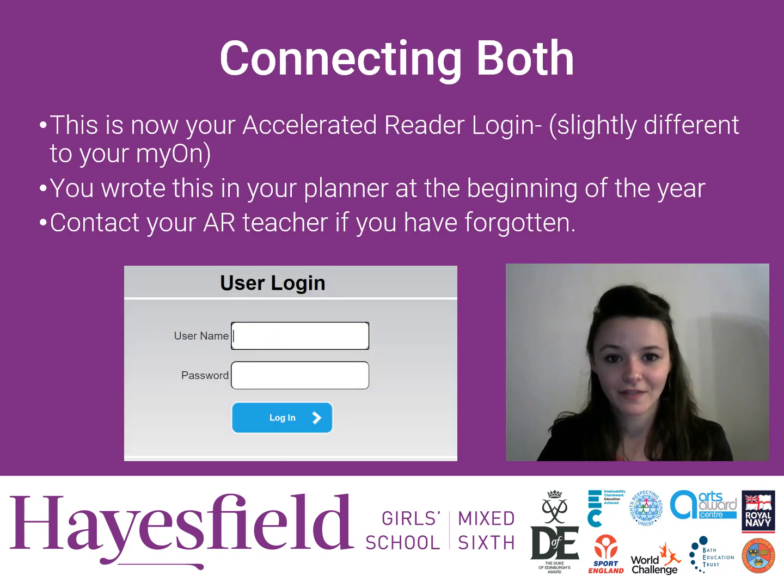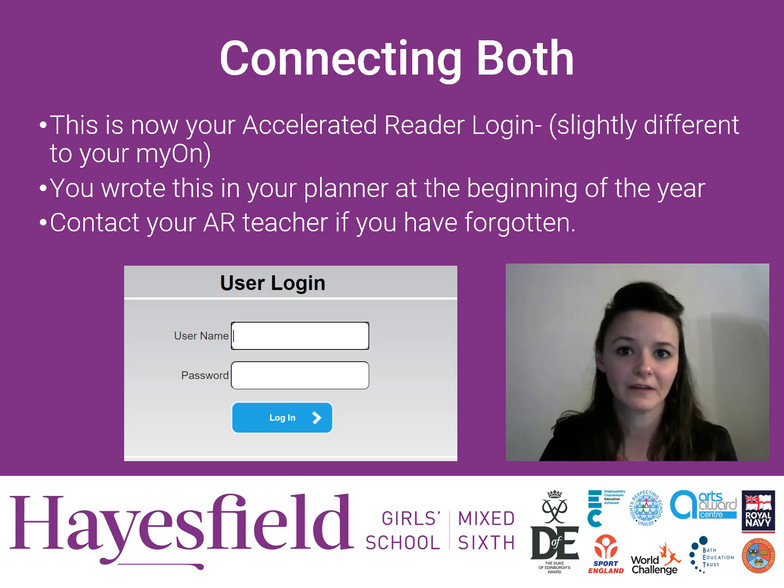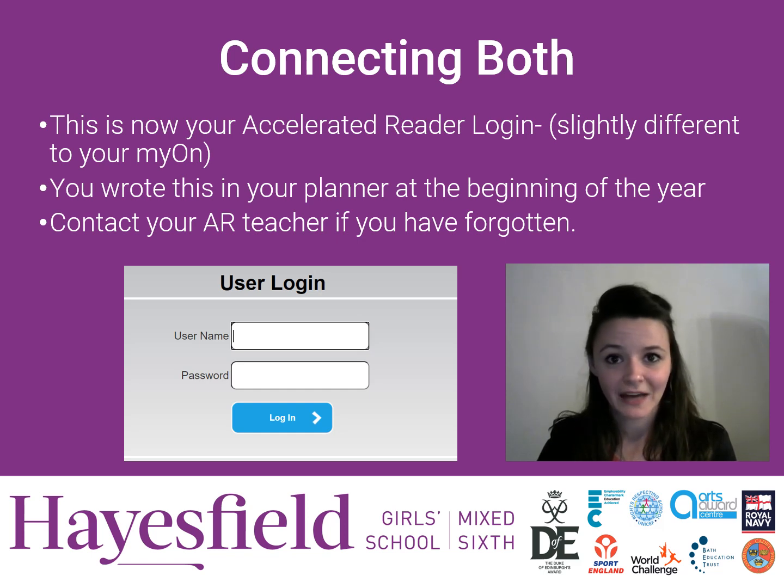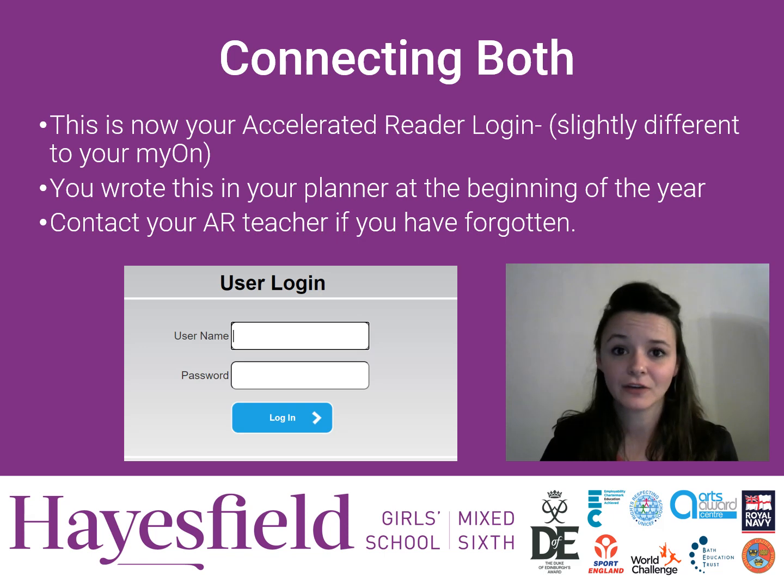Once you have done that, it brings up this. Now this is where you really need to switch on, because when it asks you for your login, that is not your MyON login. They are slightly different. This is your Accelerated Reading login. This was written in your planner at the beginning of the year, or your Accelerated Reading teacher has given it to you if you had a bit of trouble with that. So you have and should have it in your planner.